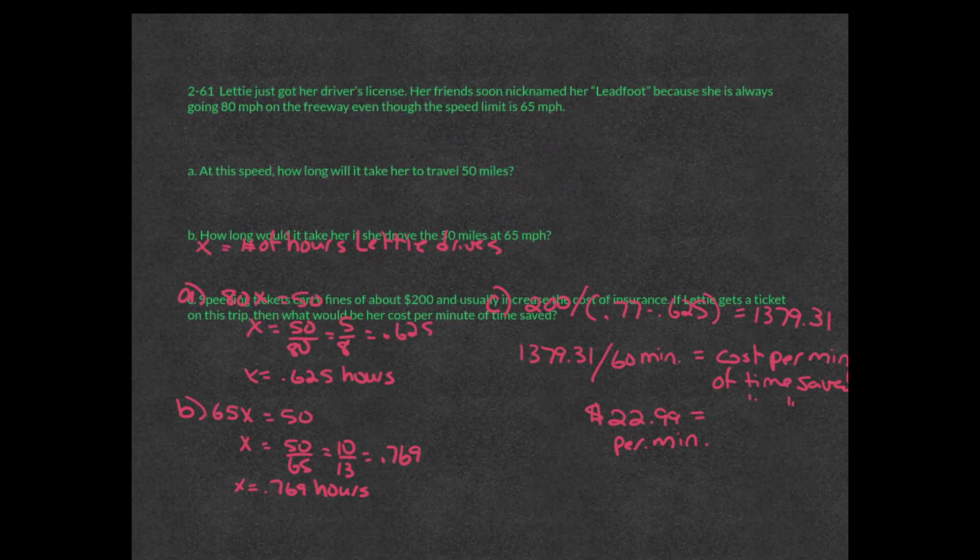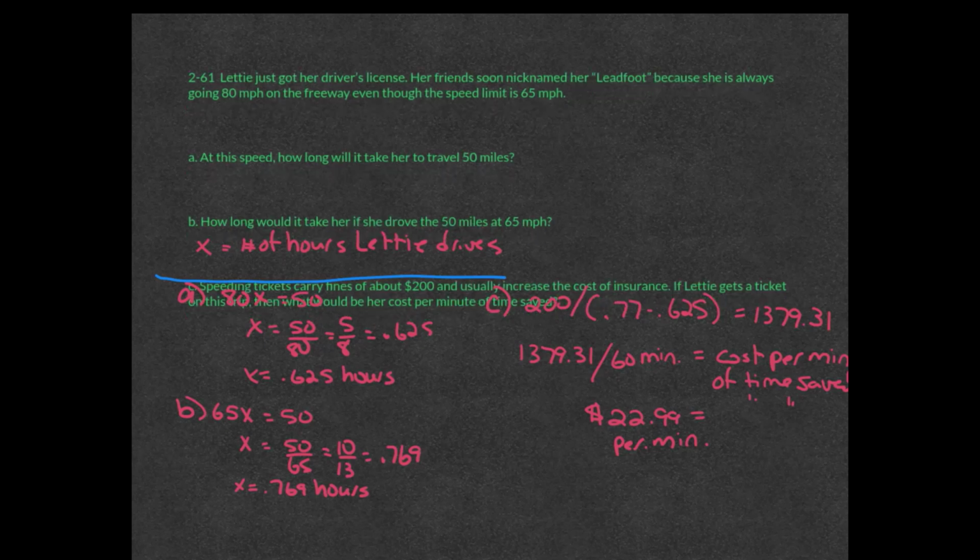Okay, on this particular problem, you set it up. So what you'll see here is that I defined X as the number of hours that Letty drives. Letty just got her driver's license. Her friends soon nicknamed her Leadfoot because she is always going 80 miles an hour on the freeway, even though the speed limit is 65. So at this speed, how long will it take her to travel 50 miles? You will see that I set up an equation and solved for X, and it will take 0.625 hours for her to travel 50 miles at the speed of 80 miles an hour.